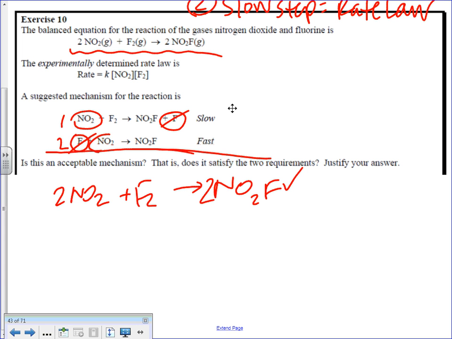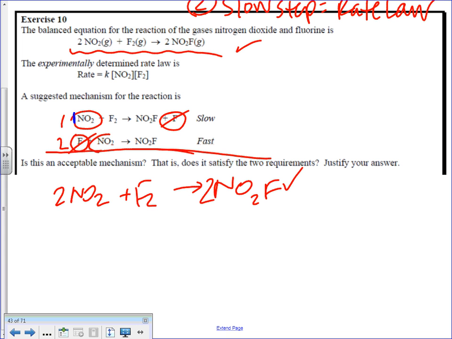Yes, so the first criterion is in agreement. The sum of the BCEs of the steps matches the BCE proposed. And then your next step is to ask, does the rate law agree with the slow step? From the slow step, you pull the molecularity. This is the only time you're ever allowed to pull the coefficients and make them exponents, because it's an elementary step, a single step.